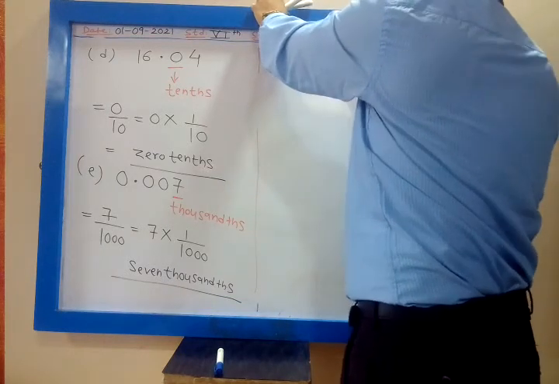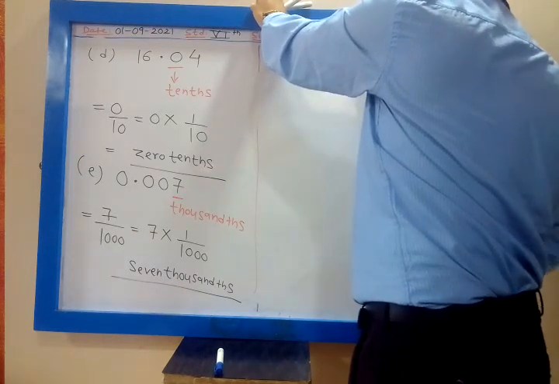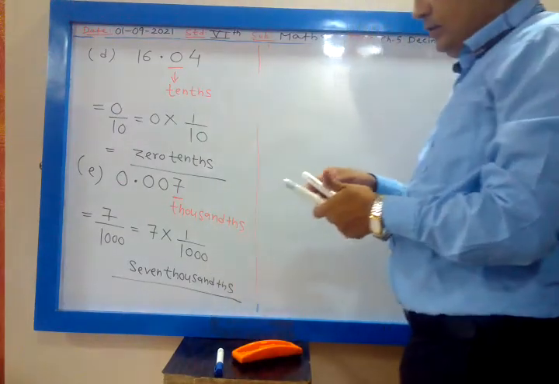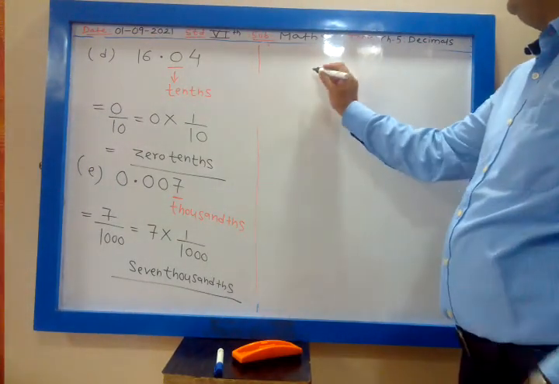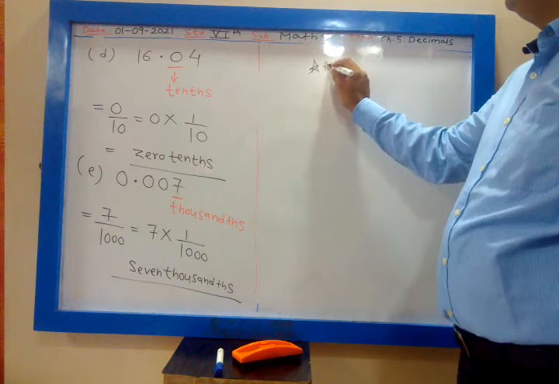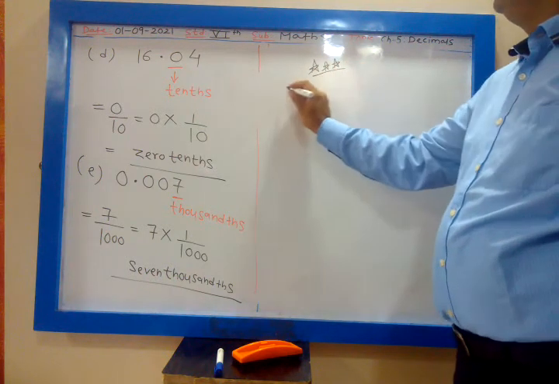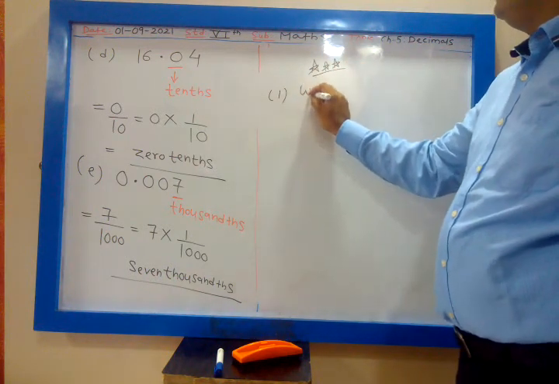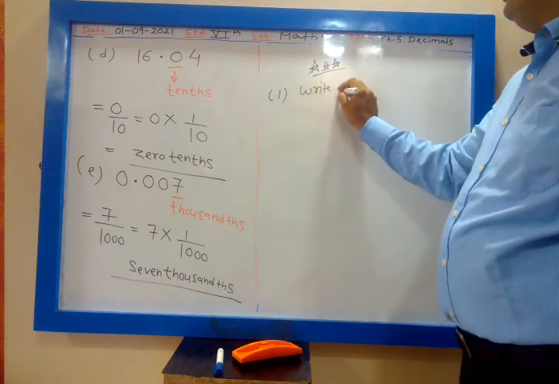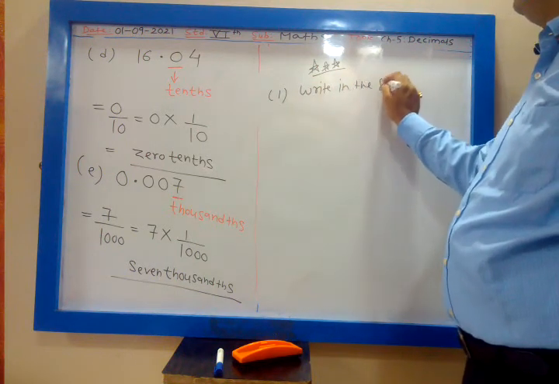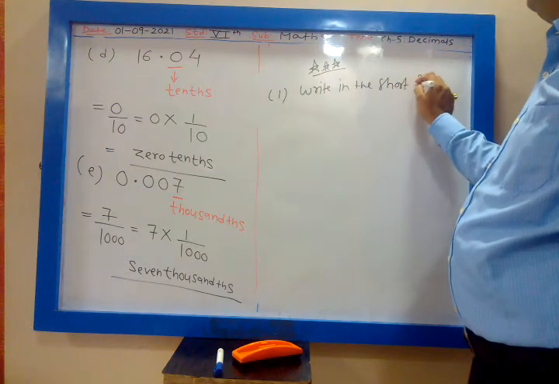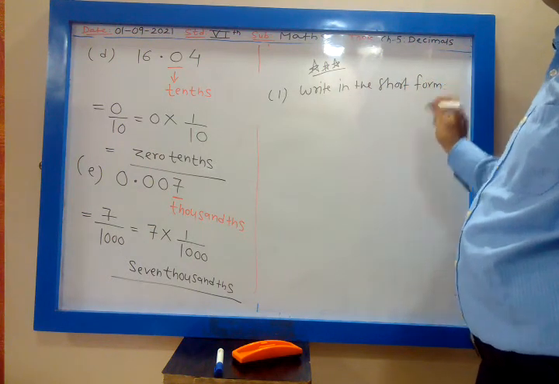Yes, are all of you there or not? Okay, chalo, very quickly write down the star question. Solve the star question. Write the expanded form. Write in the short form.